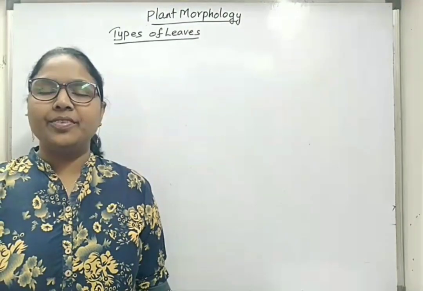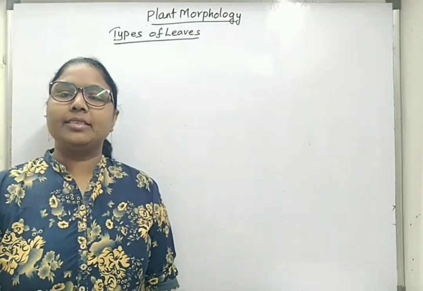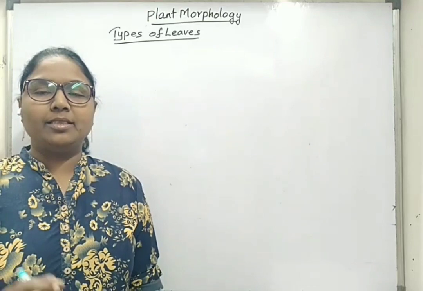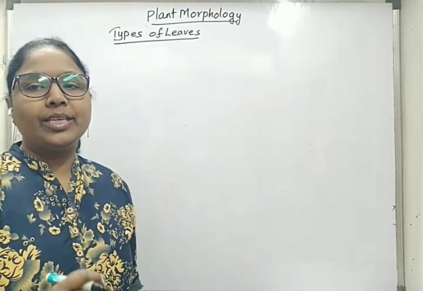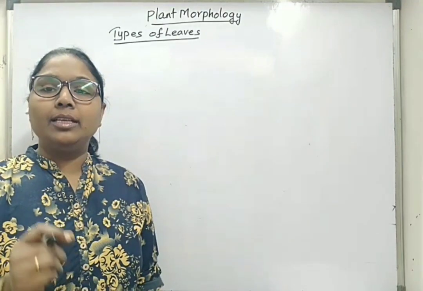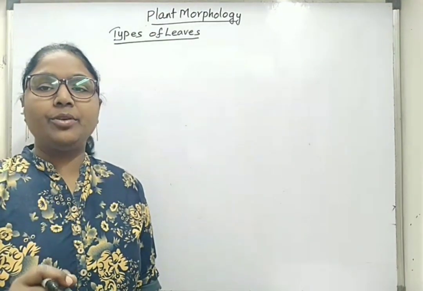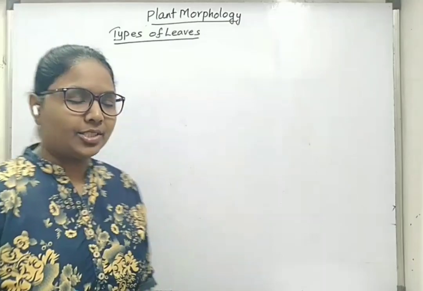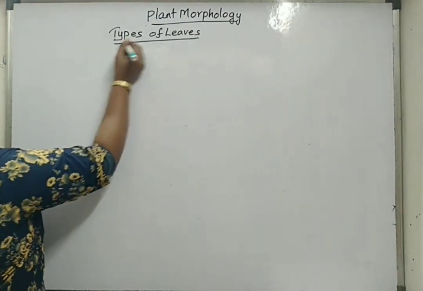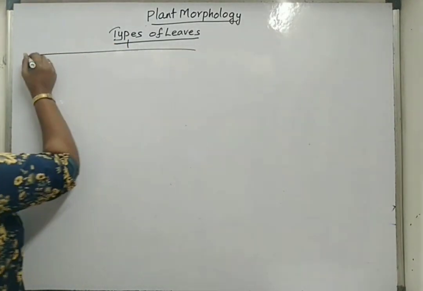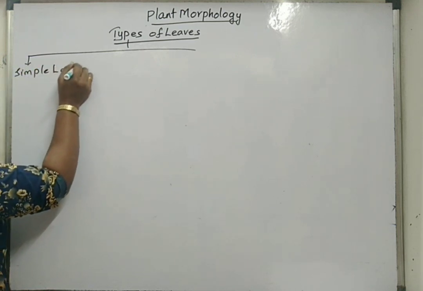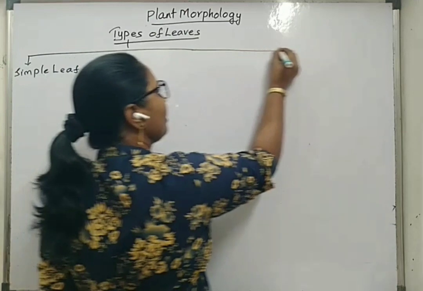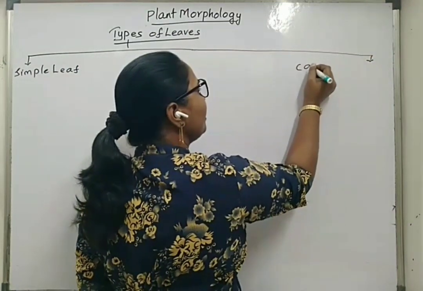Hello students, now we will learn about types of leaves. Types of leaves are two types. One is simple leaf and the other one is compound leaf. So these two types are differentiated basing on the presence and the extension of the incisions. What are incisions? So first we will write about types of leaves. First one, simple leaf. Other one, compound leaf.